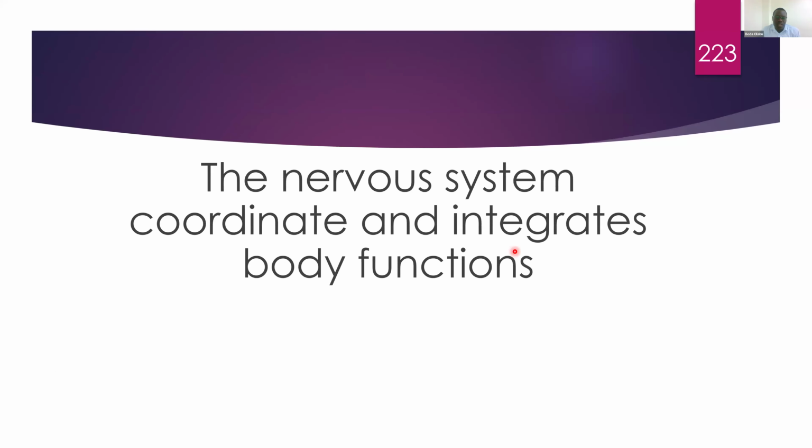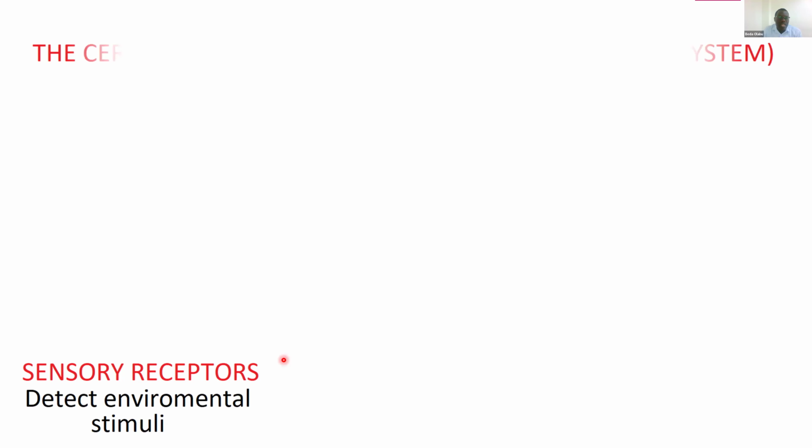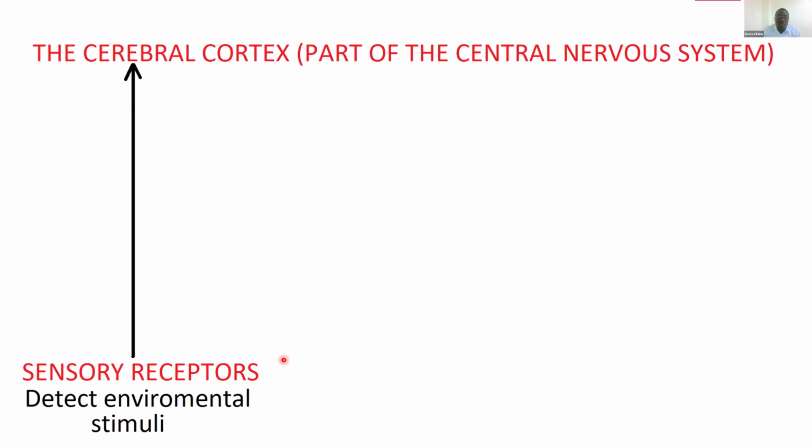Just a reminder of how the central nervous system operates in terms of its coordination and integration of body function, so that we understand something more about the descending tract. Remember in general that we have sensory receptors in the body that detect environmental stimuli, and once they've detected these stimuli, they carry these impulses to the brain and in particular to the cerebral cortex for a number of reasons.